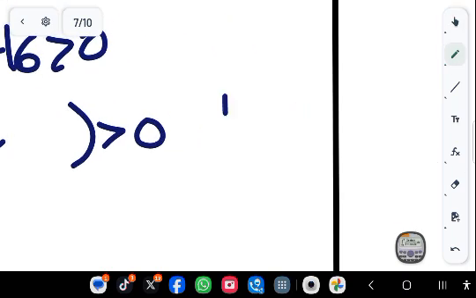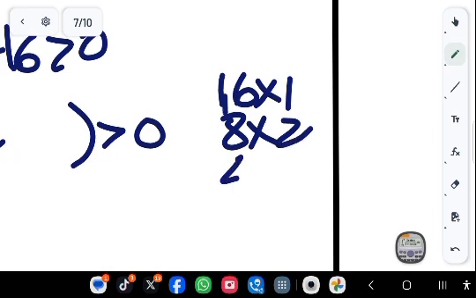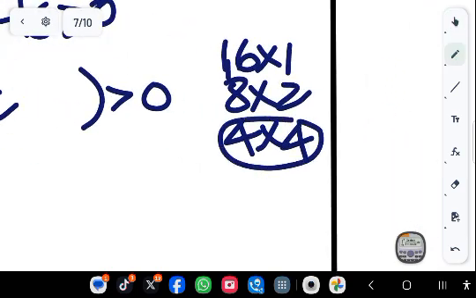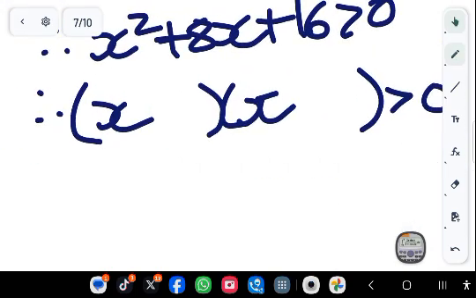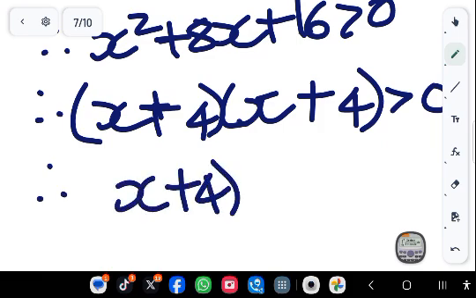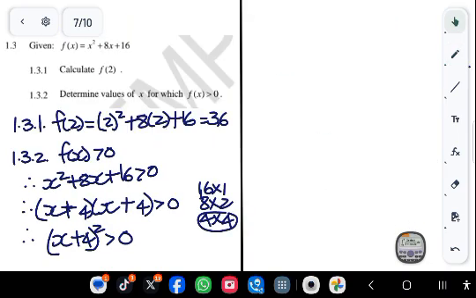Alright, the factors of 16. The combination that gives us 8 in the middle when we add is 4 times 4, so that's the one we use. 4 and 4, plus and plus. And this can therefore be expressed as (x + 4) all squared is greater than 0.